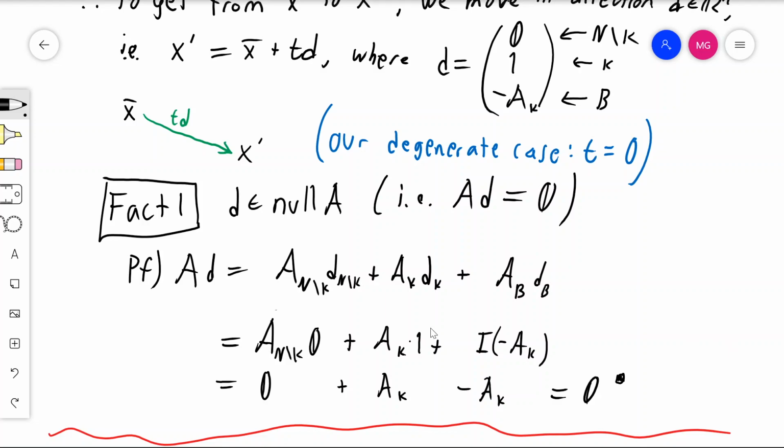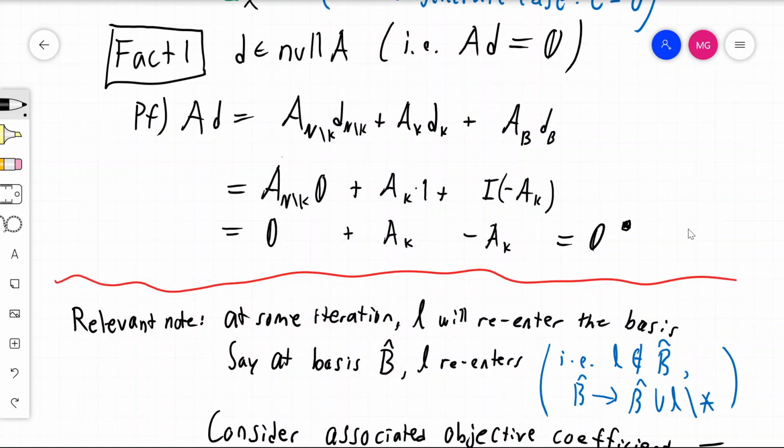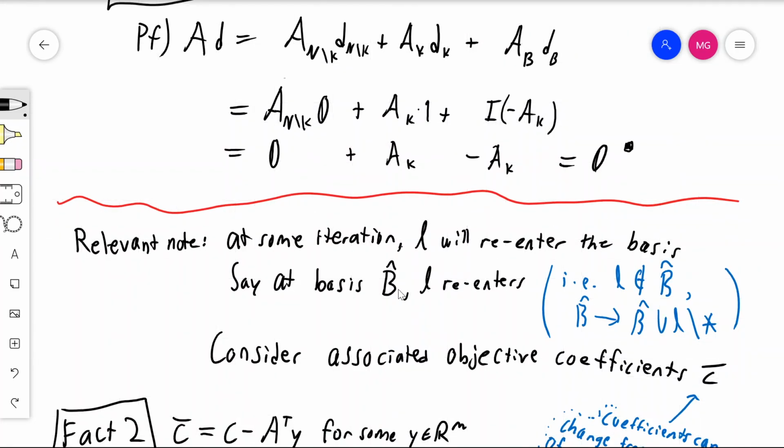So this is what I get for this next line. A_(n minus k) times 0, those are all zeros, so it just becomes 0. A_k times 1 is A_k, and then I times minus A_k is minus A_k. So 0 plus A_k minus A_k is 0. So A times d is 0, so d is in the null space. Okay, so that's the first fact we need.